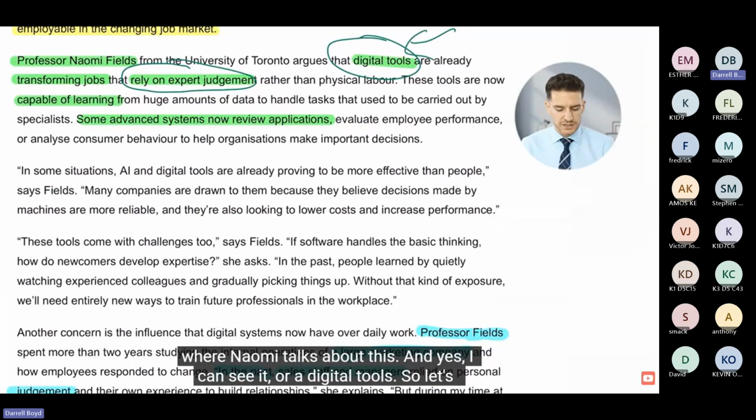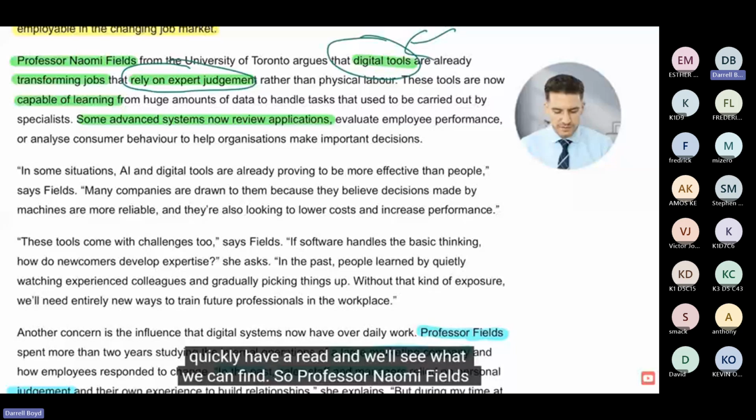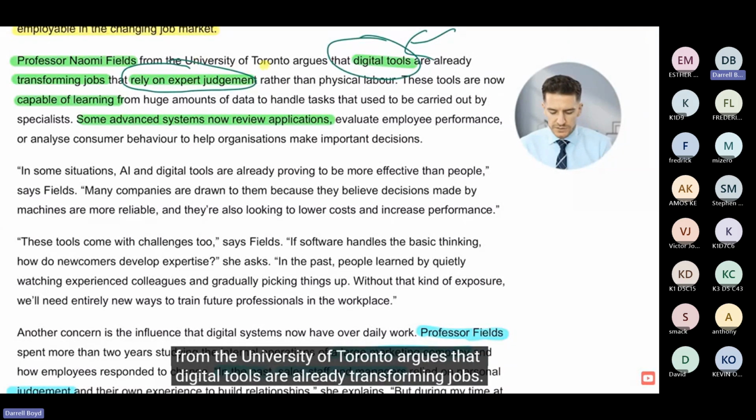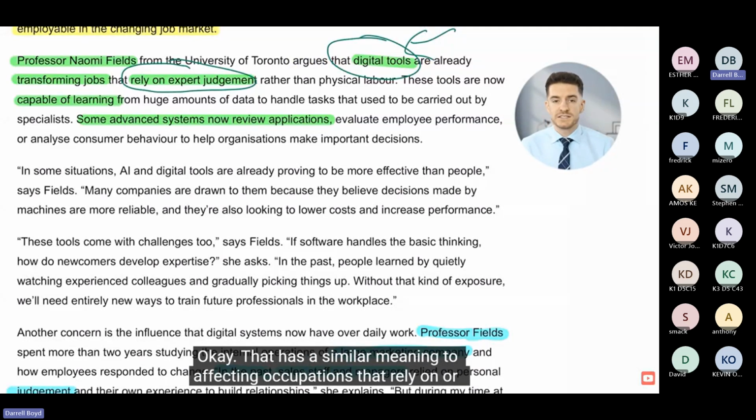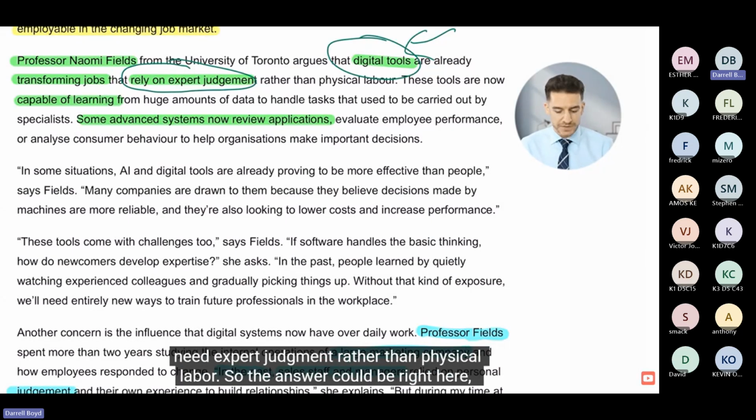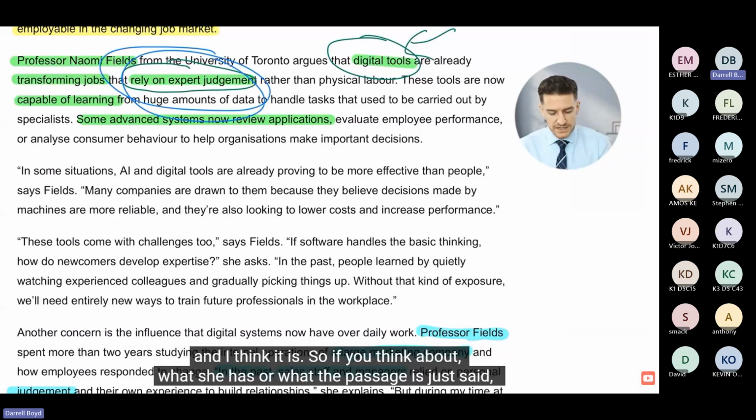Digital tools. So let's quickly have a read and we'll see what we can find. So Professor Naomi Fields from the University of Toronto argues that digital tools are already transforming jobs. Okay, that has a similar meaning to affecting occupations that rely on or need expert judgment rather than physical labor. So the answer could be right here, and I think it is.